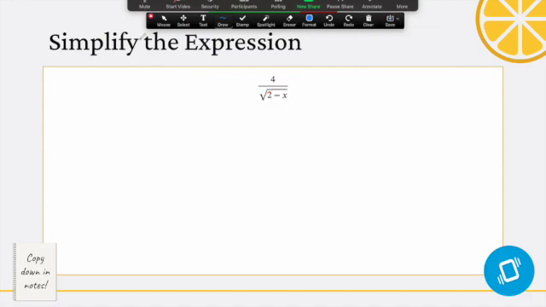Alright, so let me clear this, and then let's continue on to the next question. I'll give you a few minutes to try it out. It's asking you to simplify the expression negative 3 square root of 3 plus 5 square root of 12 minus 10 square root of 27.